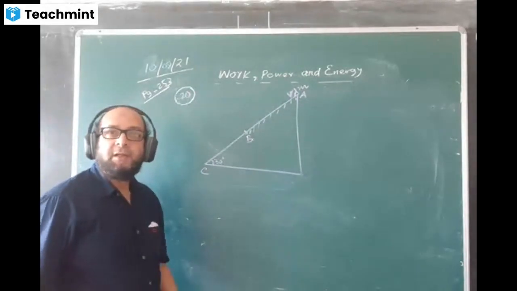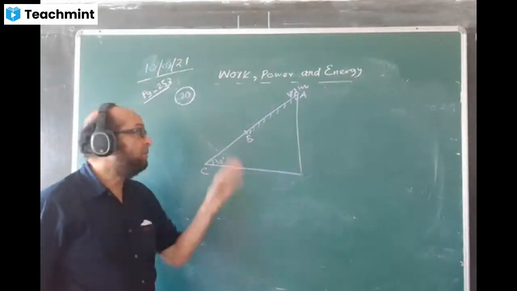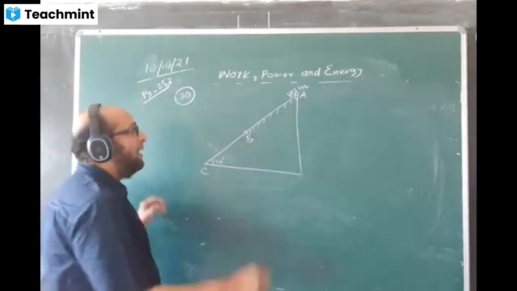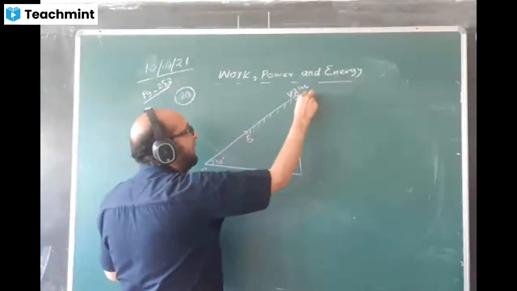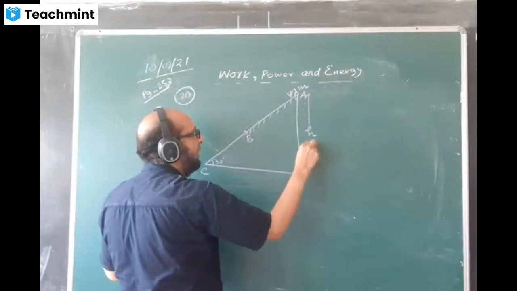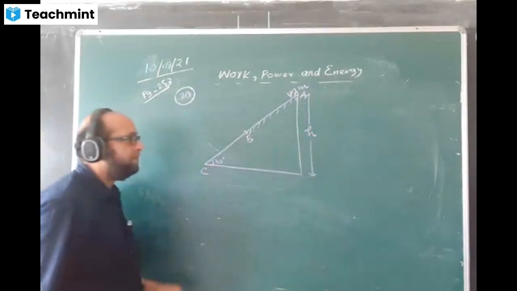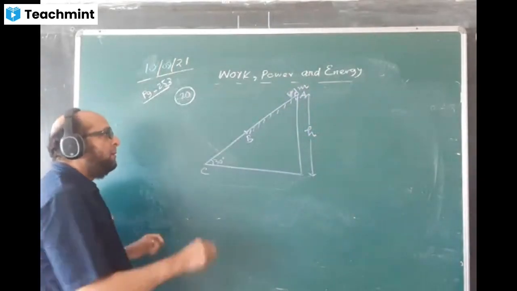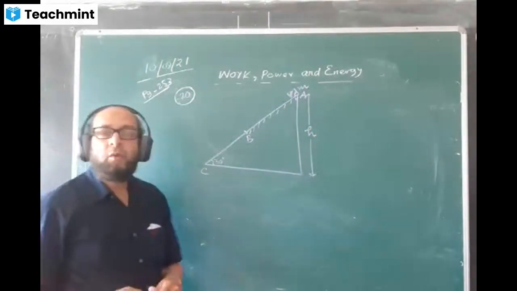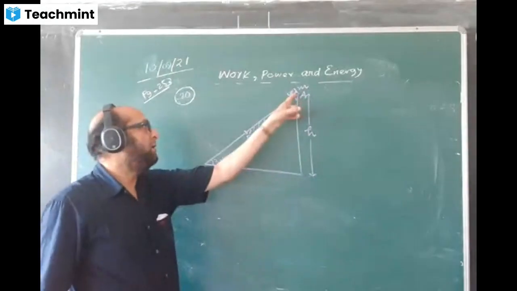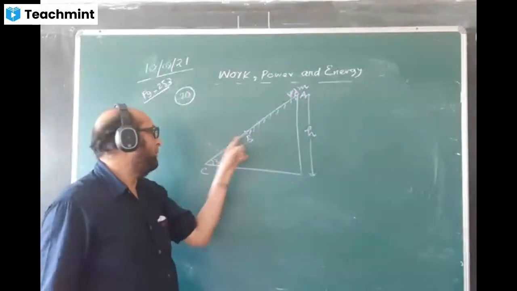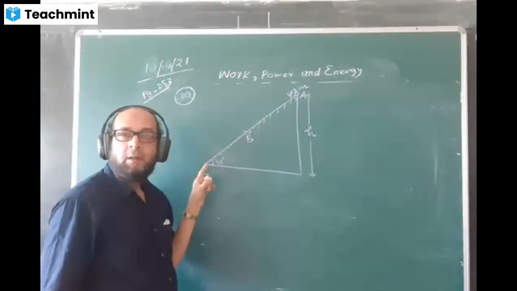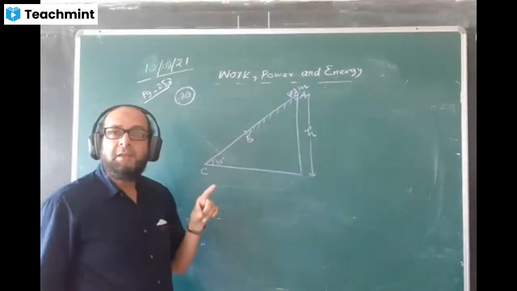Are you ready, boys? Understood the situation? Okay, I'll take the height of this point as H. Height of this point is H. According to the rule, total energy at A, total energy at B, and total energy at C must be equal. Am I right or wrong? Yes, sir. Total energy at all points must be equal.